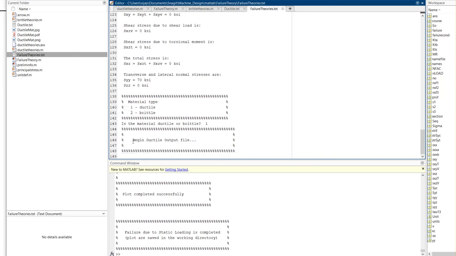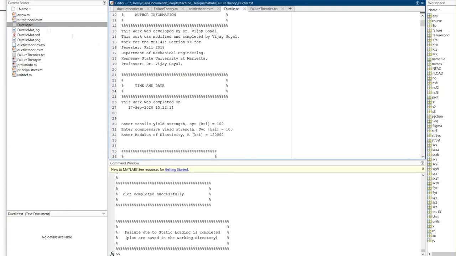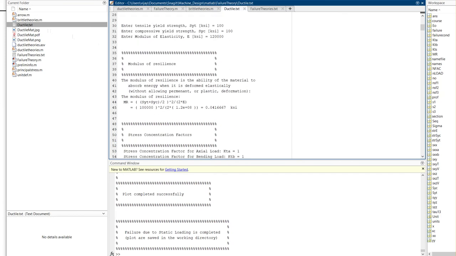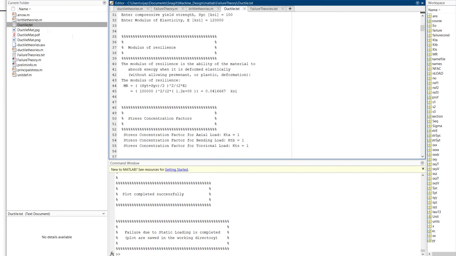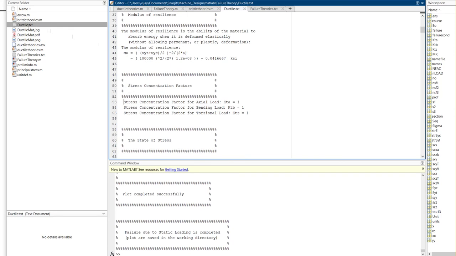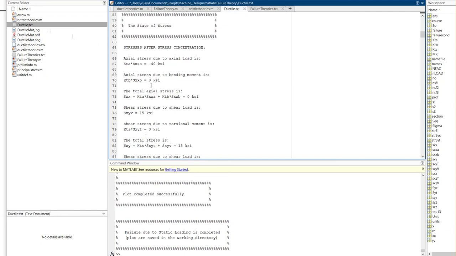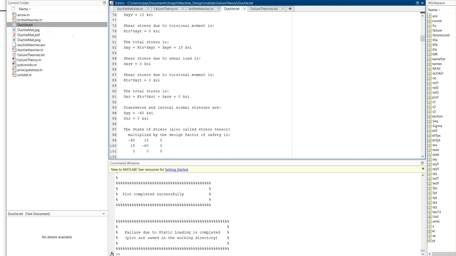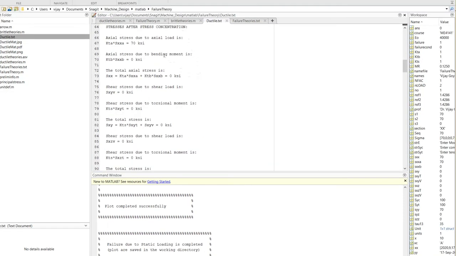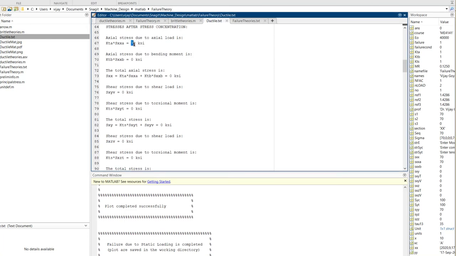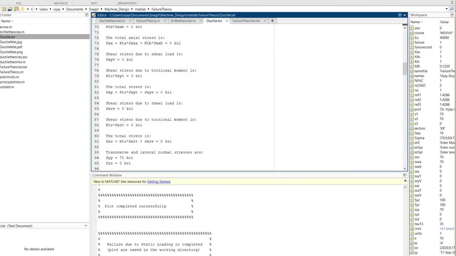Now you're looking at the ductile output file. You go to the ductile .txt, and here you repeat everything, and then it calculates your modulus of resilience. It tells you the stress concentration in this problem is equal to 1. These are your states of stress, and all of these points are given here. I was looking at a different file, so I just fixed it. So these are the states of stress that are calculated.